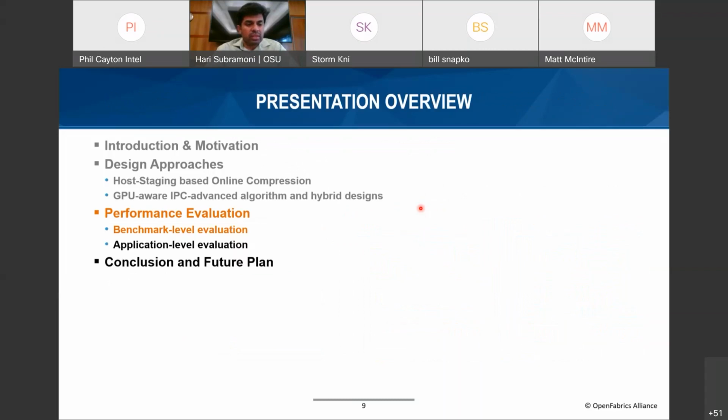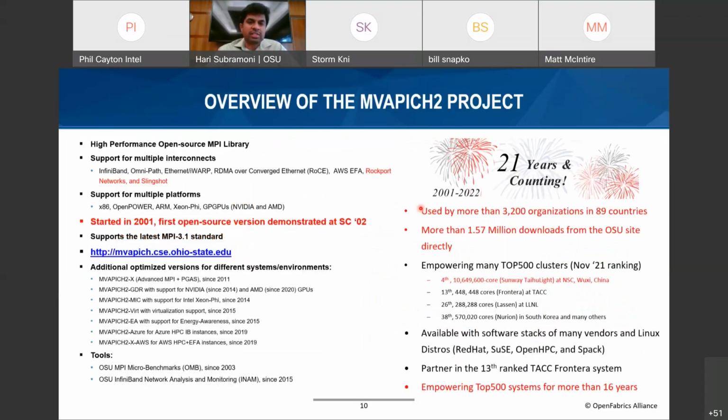So with these high-level designs, let me go into a bit of an explanation about the kind of benefits that we get with these designs. As I mentioned, all of these have been integrated into the MVAPICH2 MPI library, which is a very popular open source implementation of the MPI standard. For more details, please visit our website.